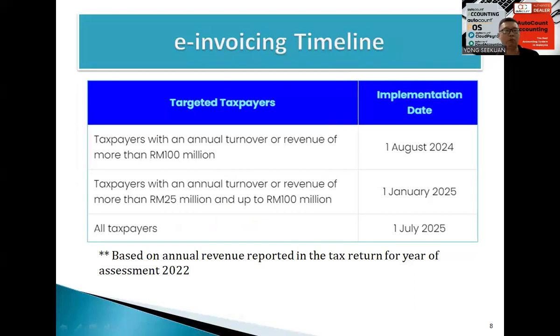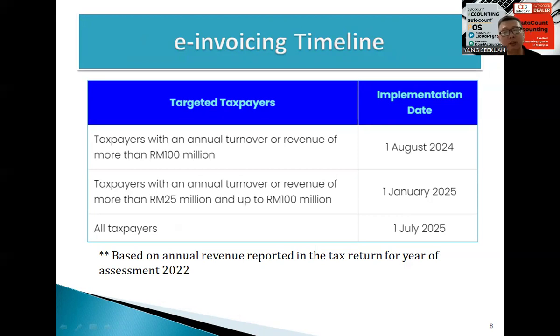So when I need to implement this invoicing, basically the government splits it into three phases: phase one, phase two, phase three. Phase one is coming soon, this August. Who will implement phase one is based on your turnover in 2022. If your turnover is more than 100 million, you're going to implement this coming August.